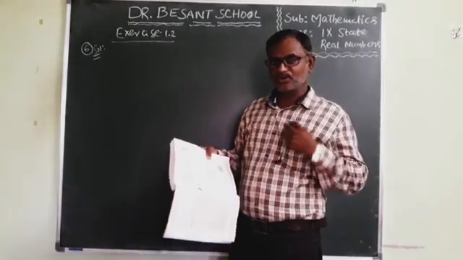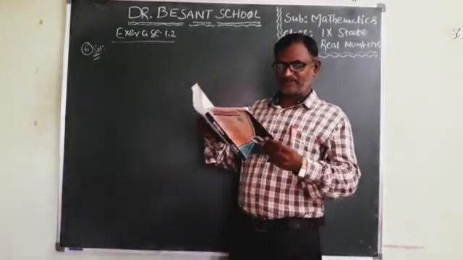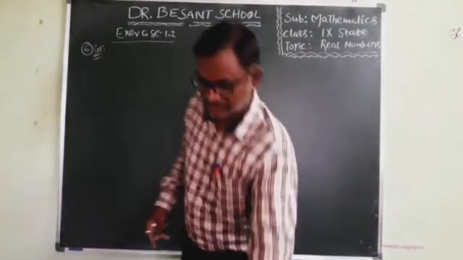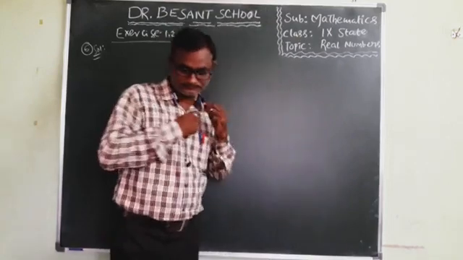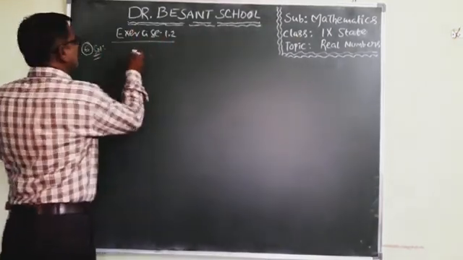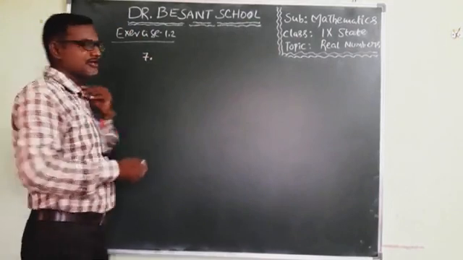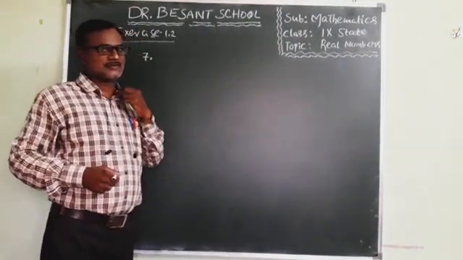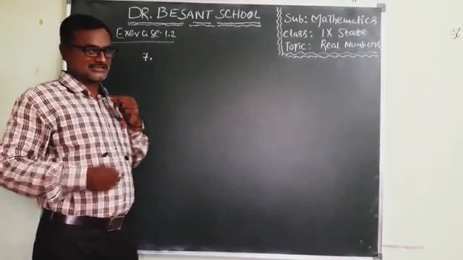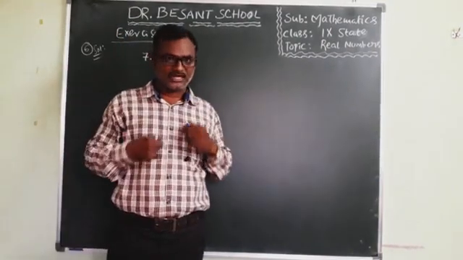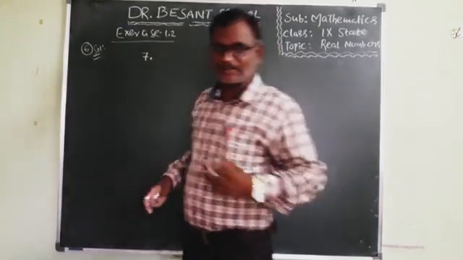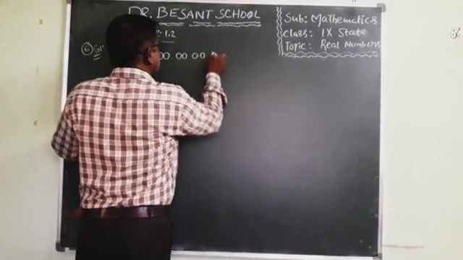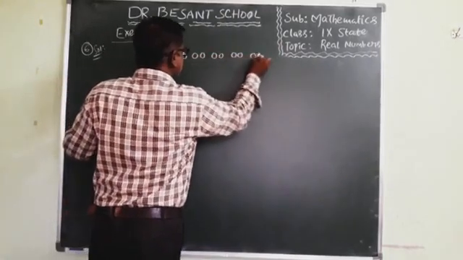Find the value of root 7 up to 6 decimal places by long division. Okay, children, once verify. This is root 7 value. After 7, how many zeros do we need to keep? Yes, we are finding its value up to 6 decimal places. 6 twos are 12, so we have to keep 12 zeros. So 7 followed by 12 zeros: 2 zeros, 4 zeros, 6 zeros, 8 zeros, 10 zeros, 12 zeros.